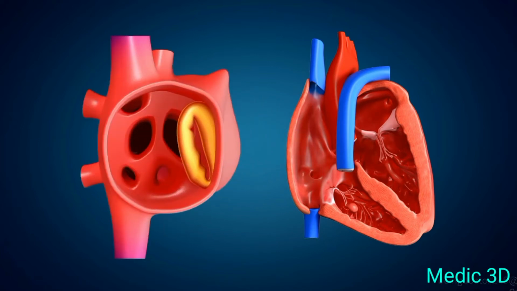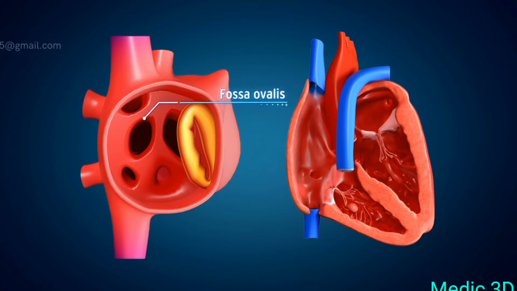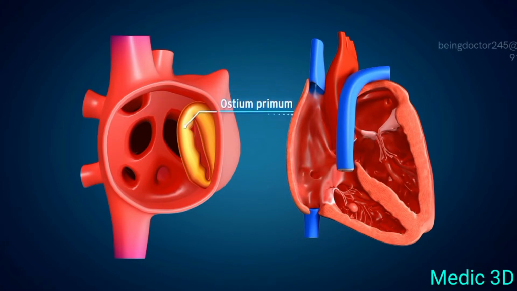Atrial septal defects are of 3 types. Fossa ovalis type, or ostium secundum type: about 90% of ASD cases show a defect in the region of the fossa ovalis. Ostium primum type, a rare case: the defect is situated low in the interatrial septum next to the atrioventricular valves. Mitral insufficiency may be seen due to a cleft in the anterior leaflet of the mitral valve.